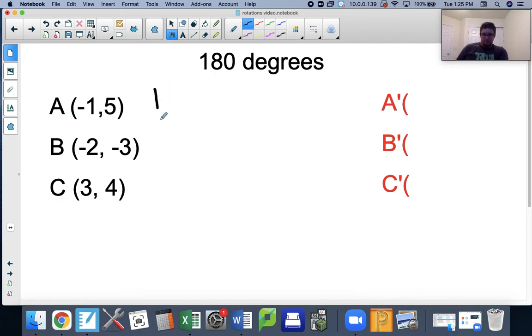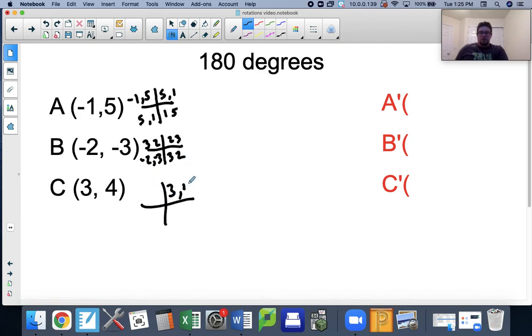A, negative 1, 5, that's up here. So the order of our points goes 5, 1, 1, 5, 5, 1. Here we've got negative 2, negative 3. So that gives us 3, 2, 2, 3, 3, 2. And then 3, 4. So we have 4, 3, 3, 4, 4, 3. Mind you that the negatives haven't been assigned here. We're just getting the order of it down.